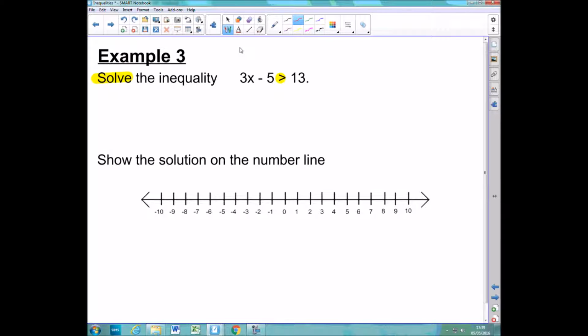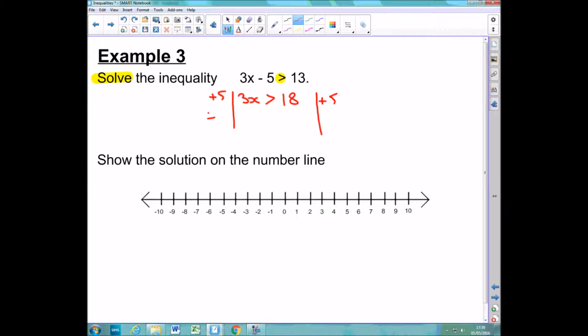Okay, so to solve an inequality, I'm going to put down my two lines and I'm going to do some inversing. So first off, I want to get rid of this -5. Remember, I've got to get all the numbers together. So I'm going to add 5 to both sides. That's the inverse of -5. I get 3x with this inequality symbol instead of the equals. And then 13 plus 5 is 18.